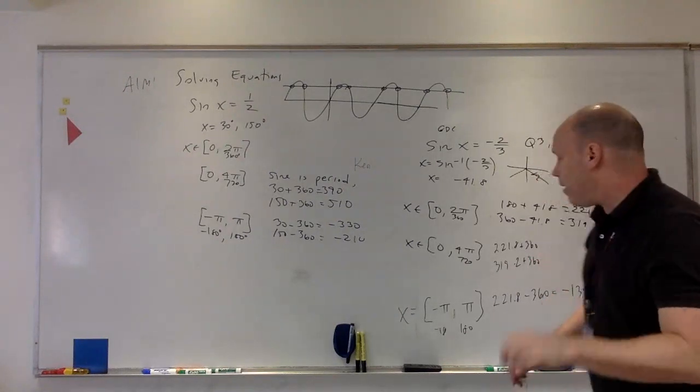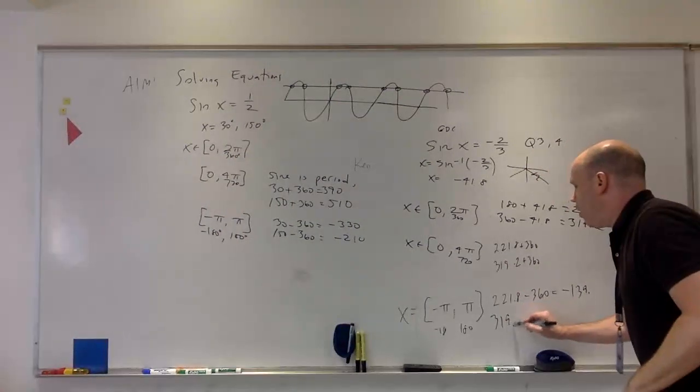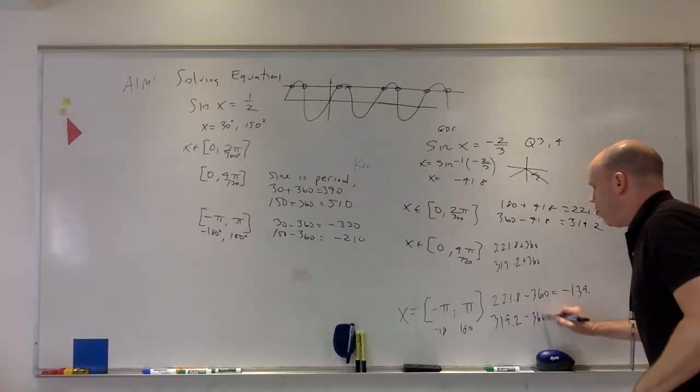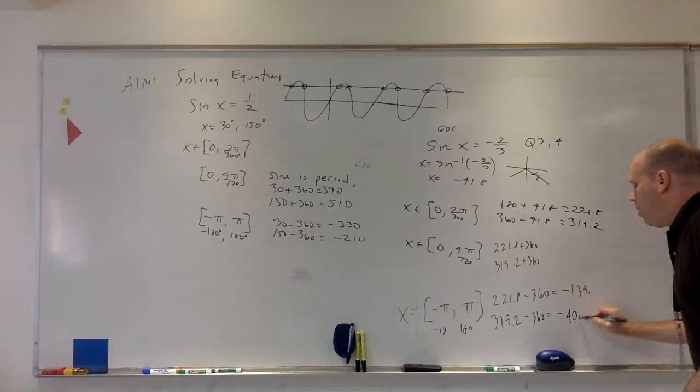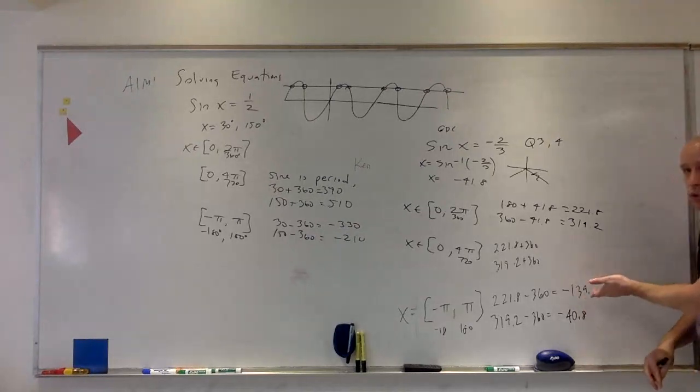319.2 minus 360 is negative 40.8. So now you have another two solutions.